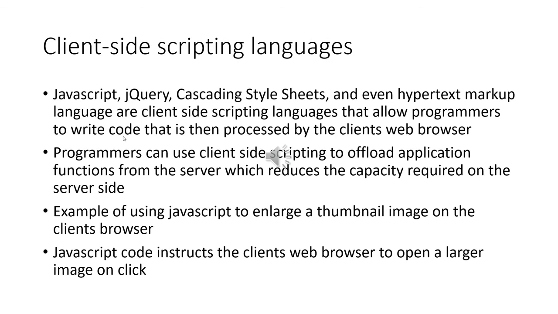Client-side scripting languages: JavaScript, jQuery, cascading style sheets, and even hypertext markup language are client-side scripting languages that allow programmers to write code that is then processed by the client's web browser. Programmers can use client-side scripting to offload application functions from the server, which reduces the capacity required on the server side. An example is using JavaScript to enlarge a thumbnail image on the client's browser. When a user clicks on a thumbnail that has JavaScript code assigned to it, that thumbnail will enlarge and instruct the browser of the client to open up a larger image of the thumbnail.